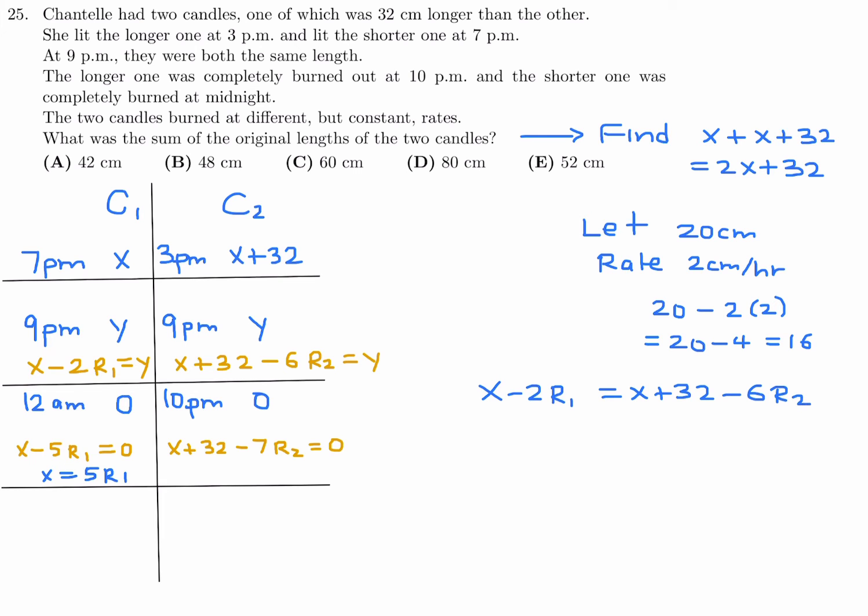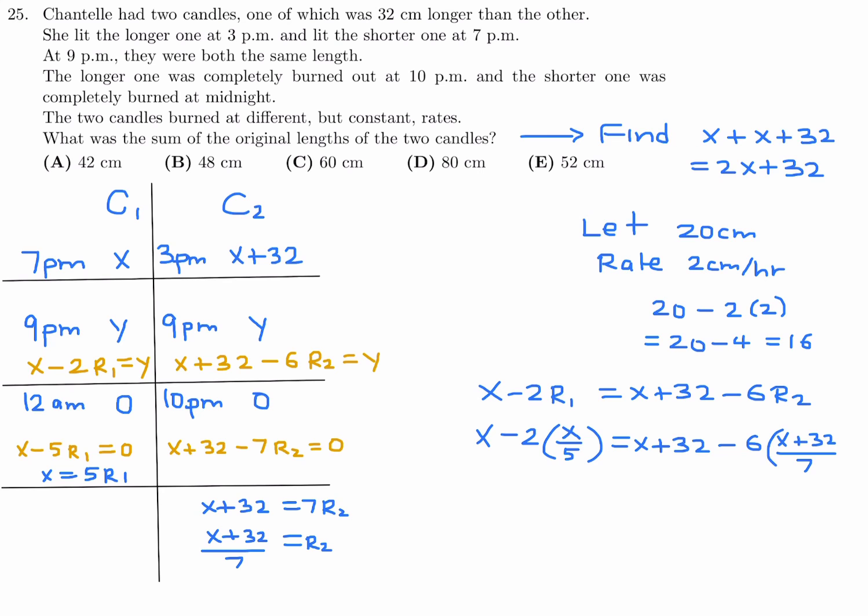Well, get everything in terms of x if possible. R1 I can get in terms of x, it's going to be x over 5. And this is x plus 32 minus 6R2. R2, yeah, I can get in terms of x with this equation. So that's going to be x plus 32 is 7R2. So that means R2 is x plus 32 over 7. Okay, so now we just have to solve this.